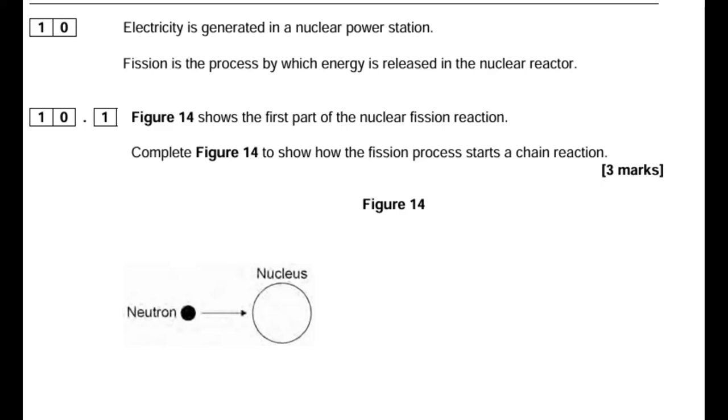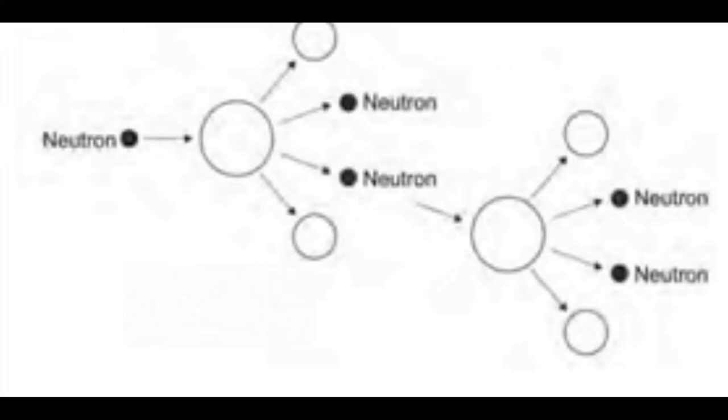Now you're just expected to draw a simple diagram, such as the one I am about to show. Now this is the sort of diagram you're expected to draw. It's a bit blurry, but it covers the general idea. As a neutron hits a nucleus, it splits into two daughter nuclei, or multiple daughter nuclei, and more neutrons. These neutrons then go to hit other nuclei, splitting them up, and as more neutrons are produced, the reaction speeds up, producing more and more energy.